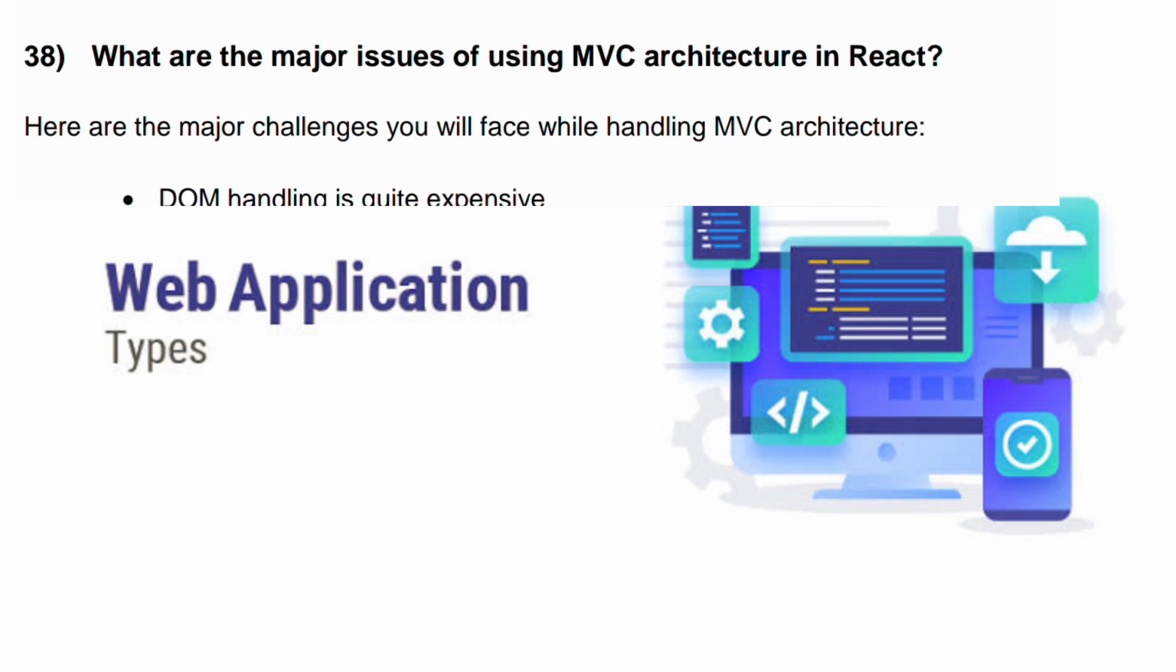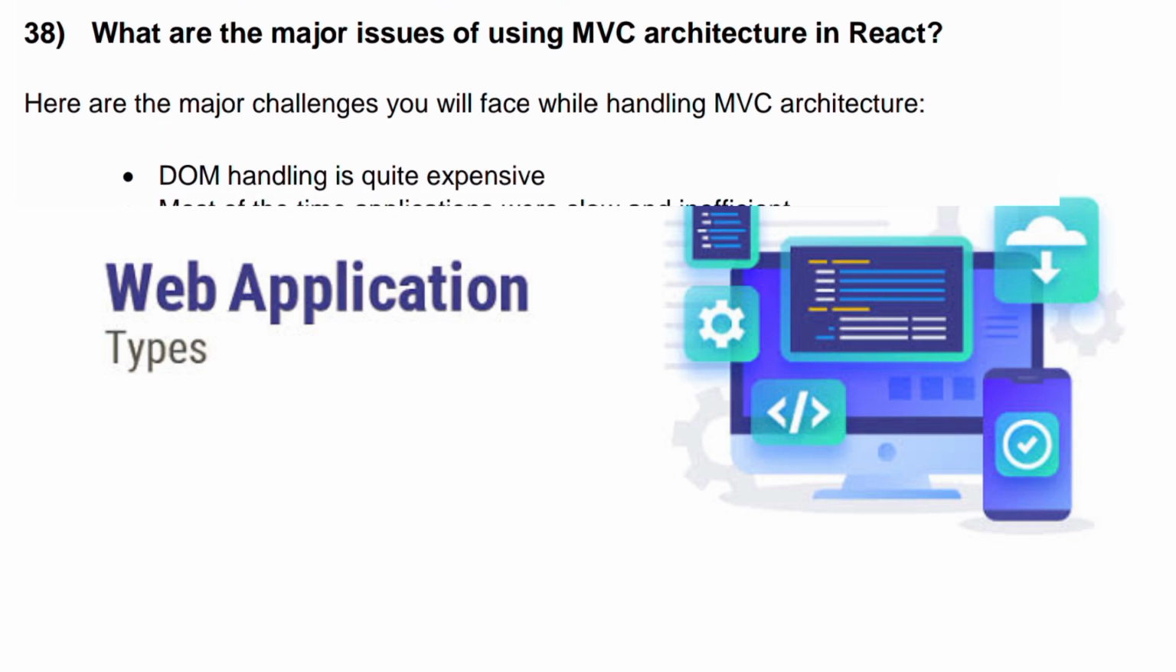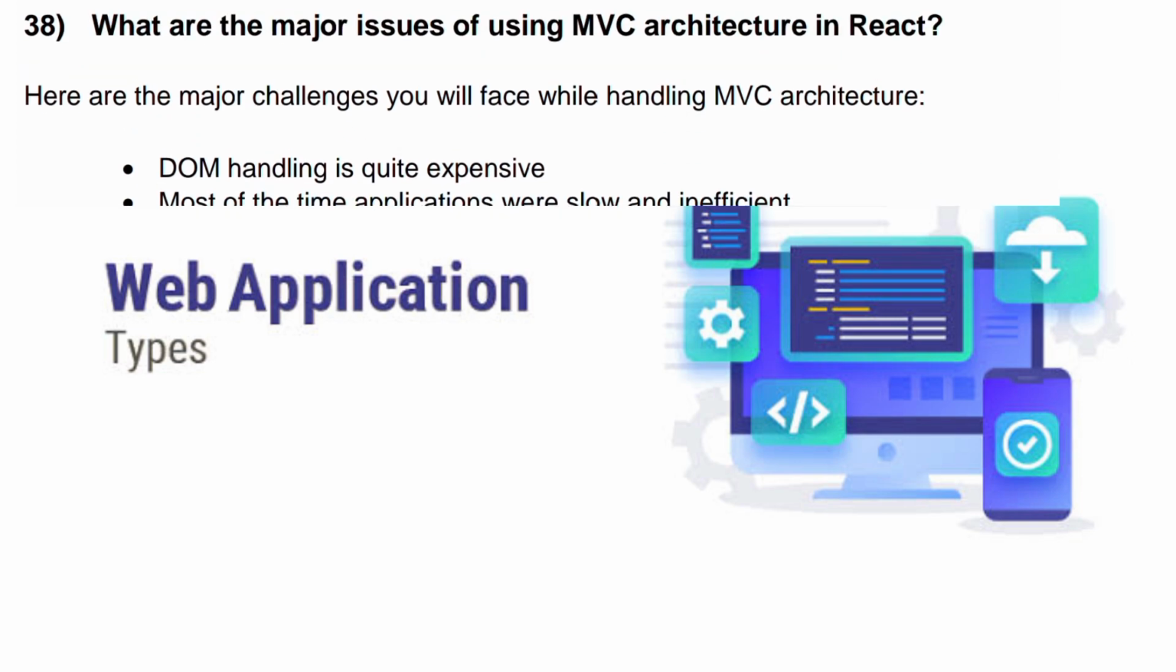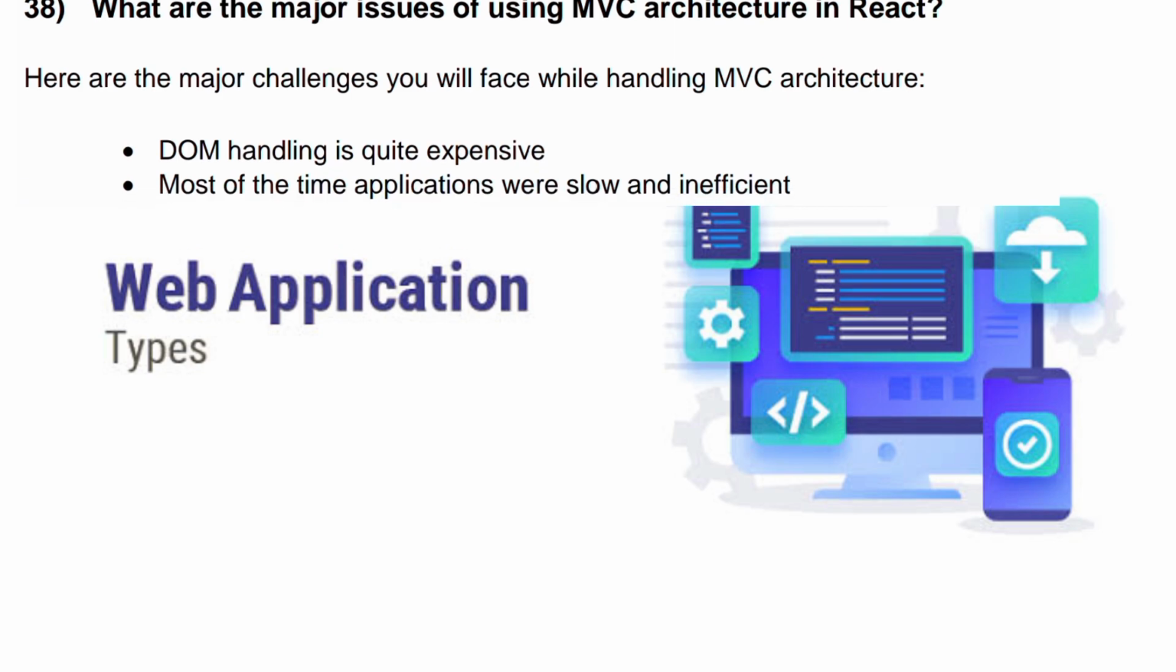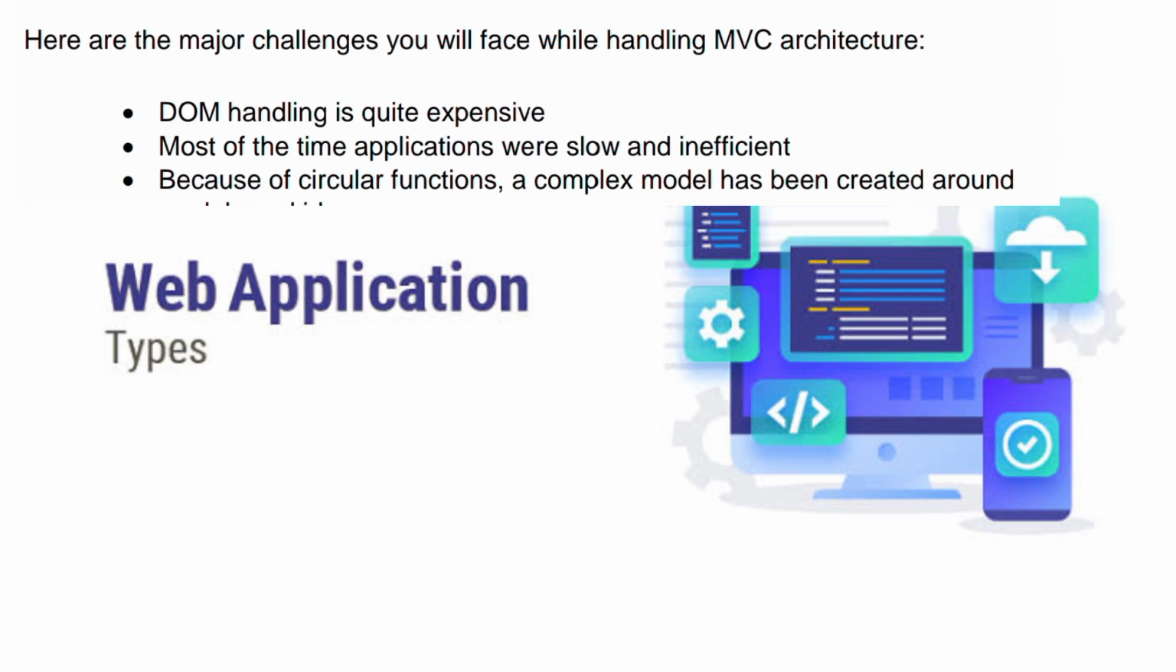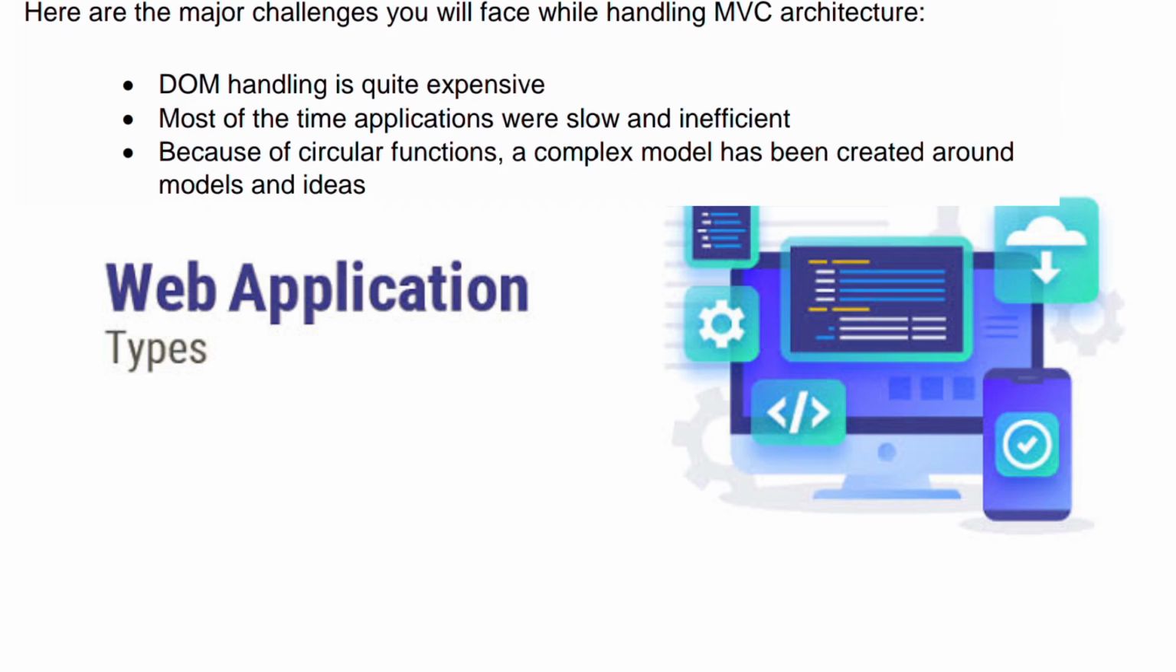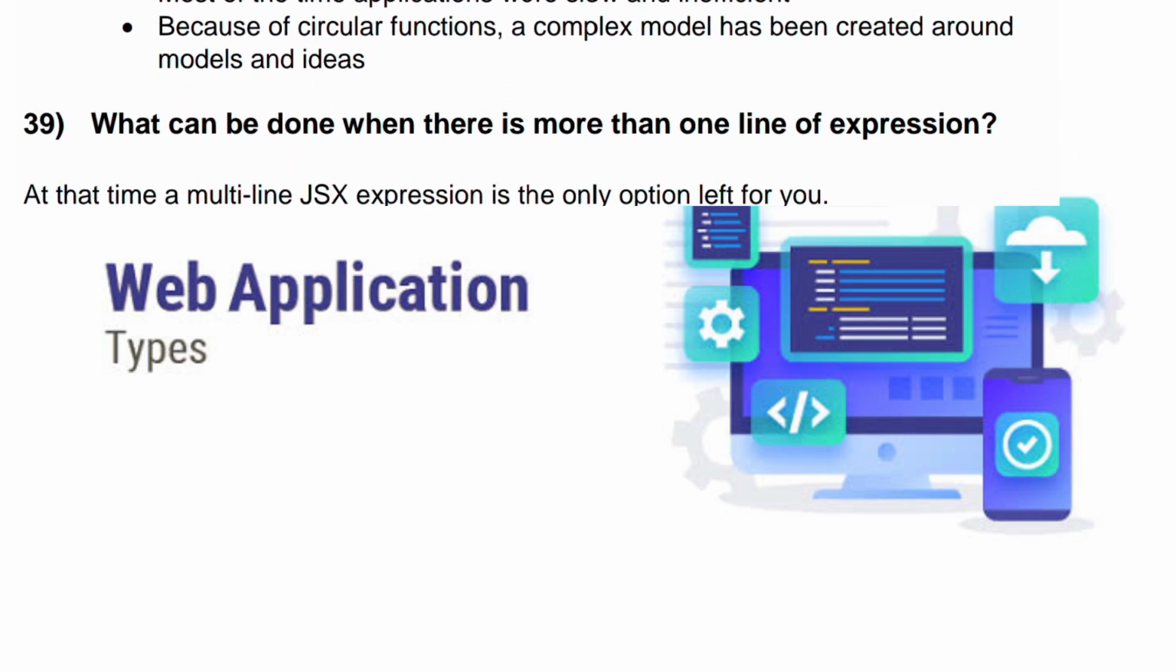Now the next question, what are the major issues of using MVC (Model View Controller) architecture in React? Here are some major challenges you will face while handling the MVC architecture. DOM handling is quite expensive. Most of the time applications were slow and inefficient because of circular dependency. A complex model has been created around the models and views.